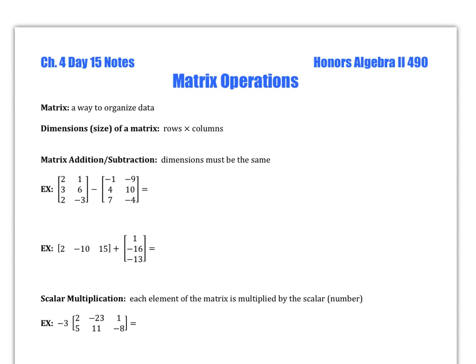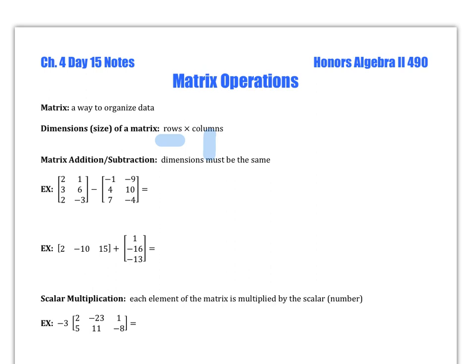Day 15 notes, matrix operations. So we're going to talk about matrices today, and a matrix is simply a way to organize data. And the dimensions or the size of a matrix is rows by columns. Rows go left to right, columns go up and down, vertical. Okay, so let's go ahead and begin.